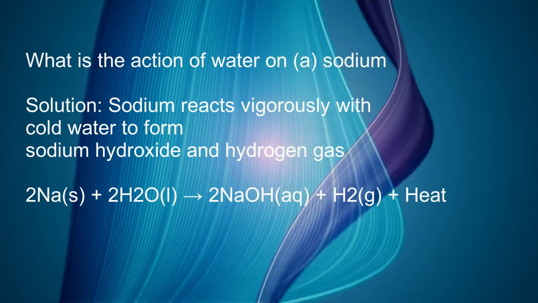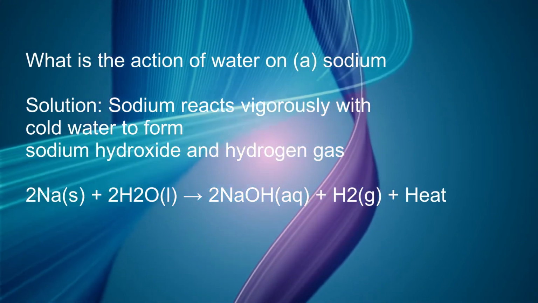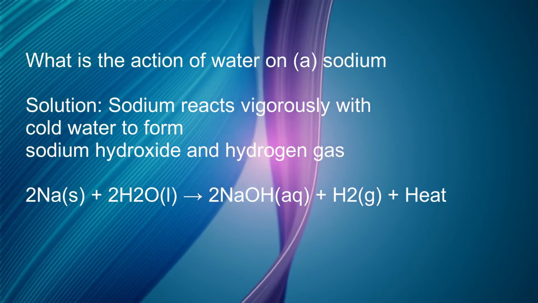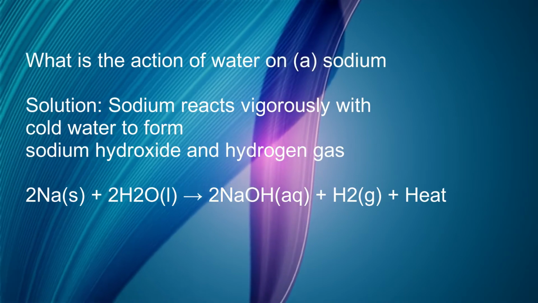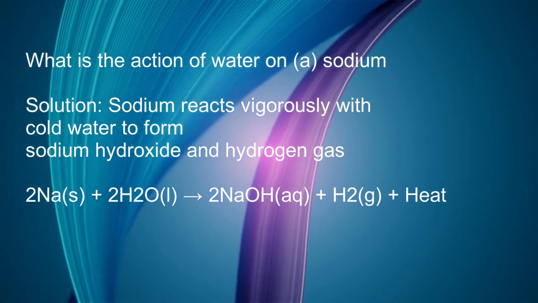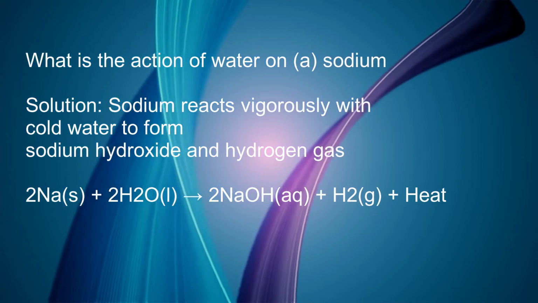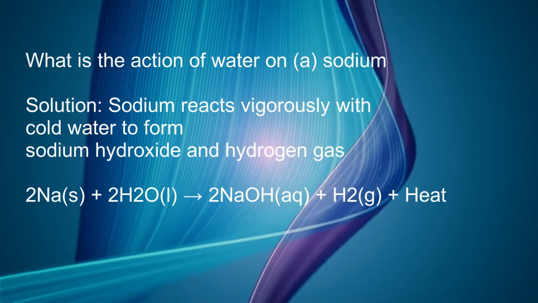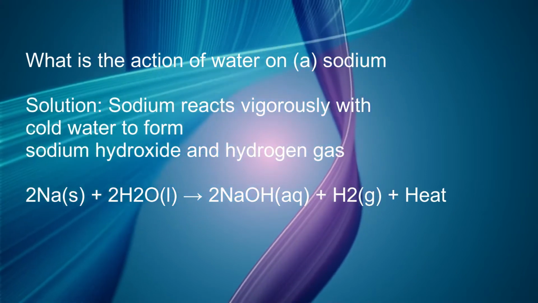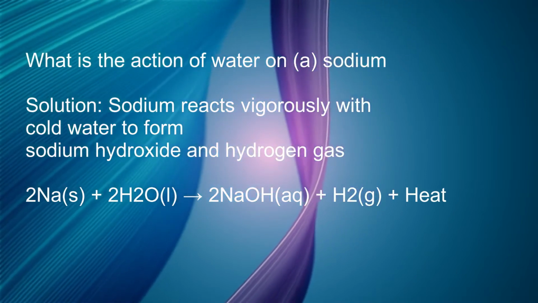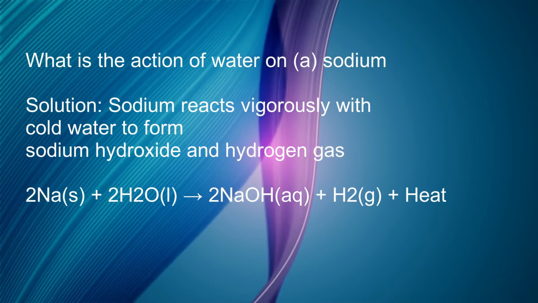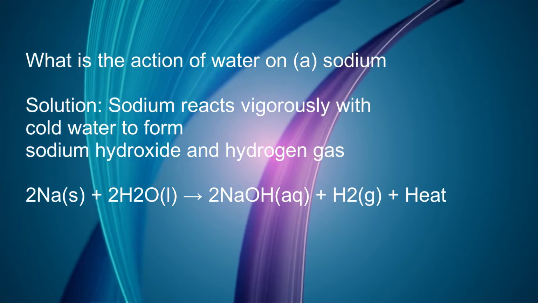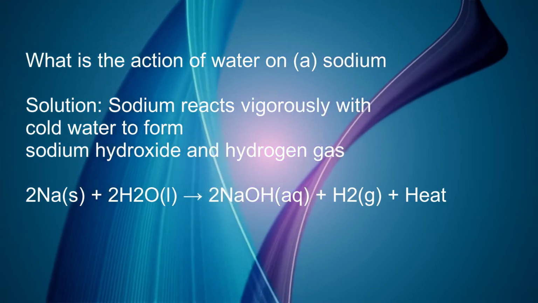What is the action of water on A. Sodium, B. Magnesium and C. Aluminium? Write equations of the chemical reactions involved. Solution: A. Sodium reacts vigorously with cold water to form sodium hydroxide and hydrogen gas. 2Na (sodium, solid) plus 2H2O (water, liquid) gives 2NaOH (sodium hydroxide, aqueous solution) plus H2 (hydrogen gas) plus heat.